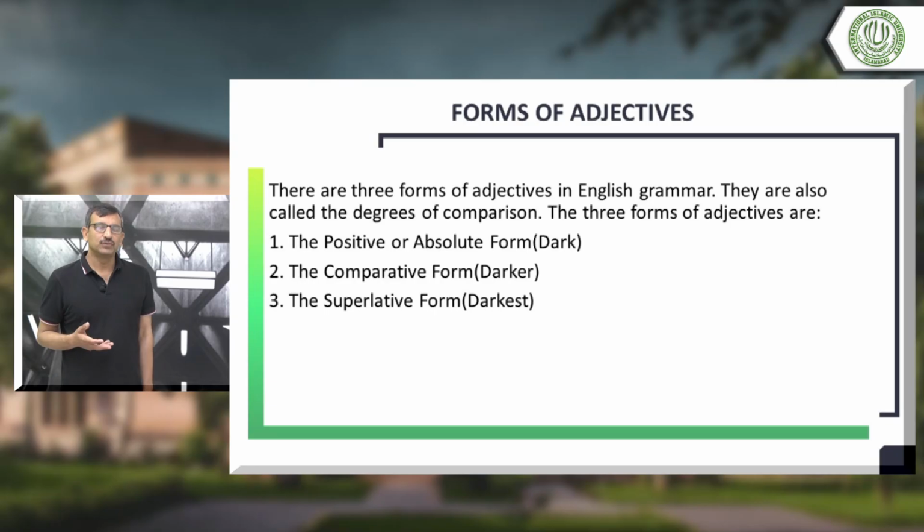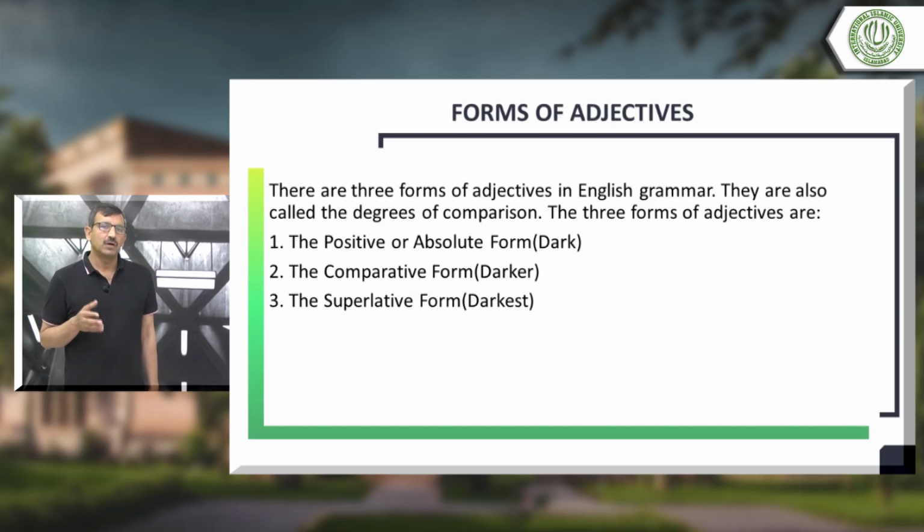Let us start with an activity. Through this activity, you can better understand how we can make the order of adjectives in a sentence. There are three forms of adjectives in English grammar. The first one is positive or absolute form. The second one is comparative form. The third one is the superlative form.